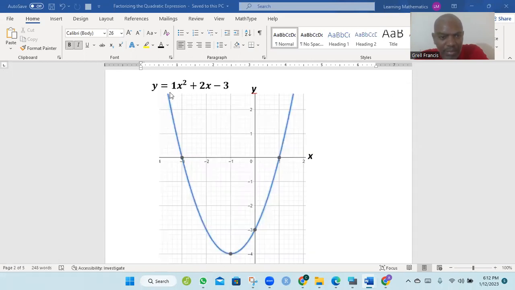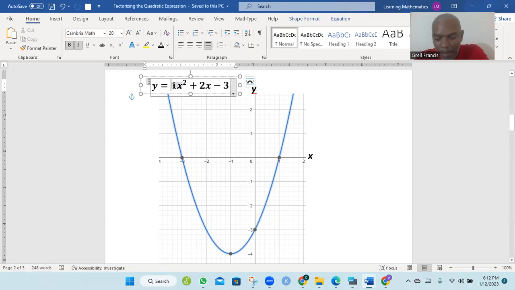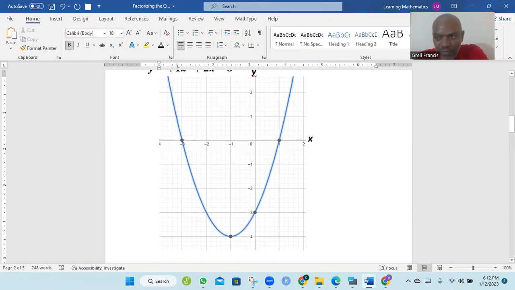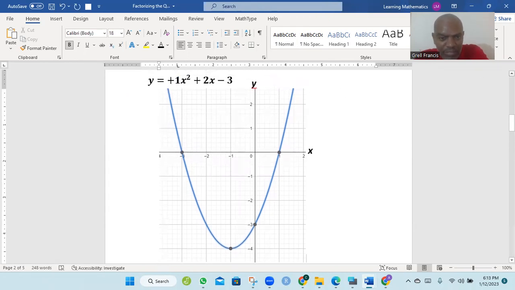So in this example, we have y is equal to 1x squared plus 2x subtract 3. So as you can see now, the value of a is a positive 1. If we don't see a sign, there's an automatic positive sign. So that's 1 or positive 1. So the value of a is positive. So therefore now, the shape of this parabola will be a U shape, as you can clearly see.